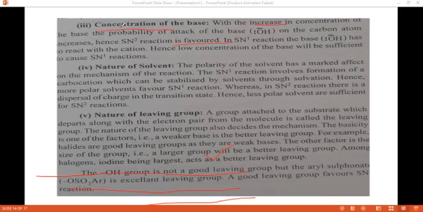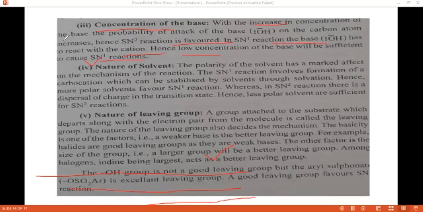In the SN1 reaction, the nucleophile reacts with the carbocation, and hence a low concentration of the base favors the SN1 reaction. So a high concentration of base favors the SN2 reaction, and a low concentration of base favors the SN1 reaction.